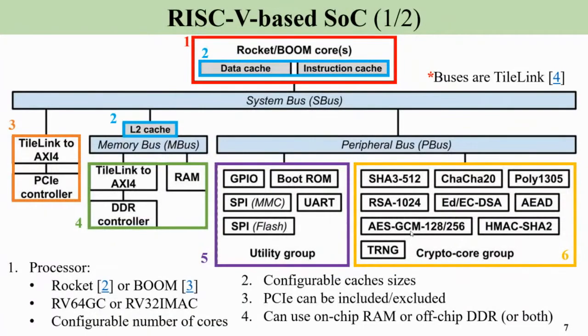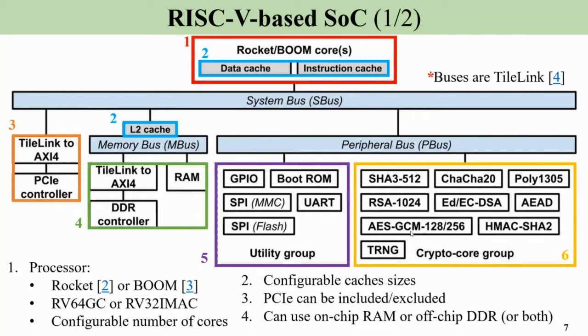First, about the system, it's, I think, a very standard system with the simple Rocket or BOOM cores. We can choose which type of processor to use, like Rocket or BOOM, or we can choose the ISA or the number of cores. All of the tiling, the PCIe, the memory and the peripherals are configurable. They can be included or excluded. You can choose to use Linux or not, depending on your requirements.